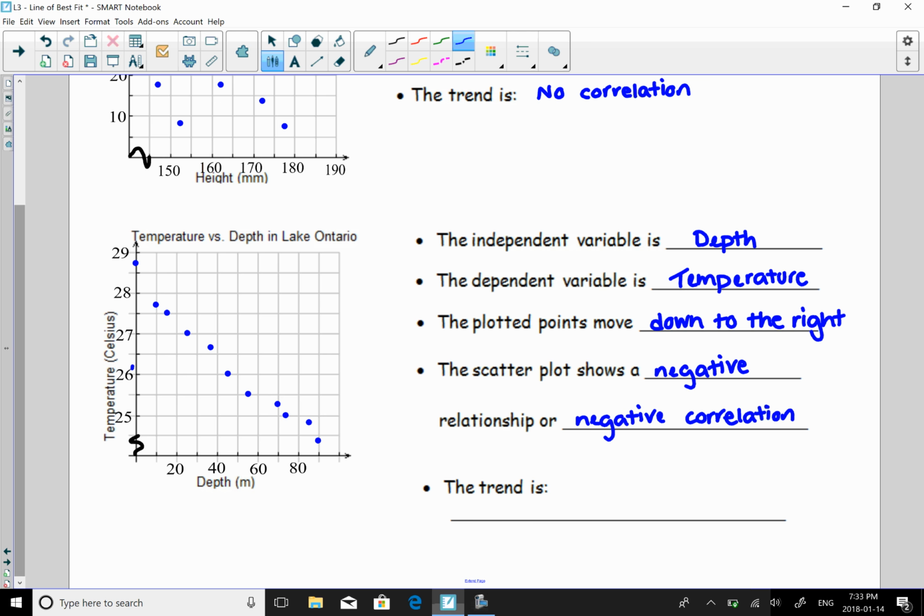The trend is as the depth increases, so always start with the x variable, the independent variable. You're always saying that that's increasing because you're moving to the right.